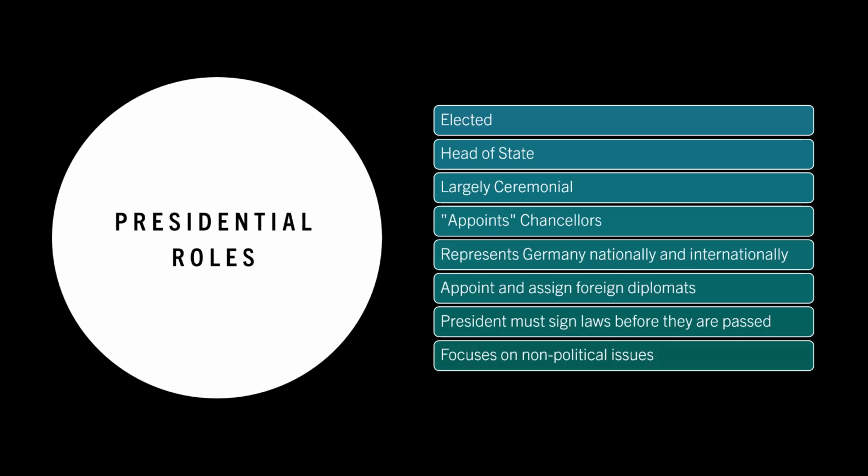And then the president, he's elected every 5 years through a federal convention, not a majority rules election. The federal convention is half Bundestag members and half representatives from the 16 German states. They come together every 5 years. This is their only job, and they elect a president. This role is largely ceremonial. The president doesn't have many powers.